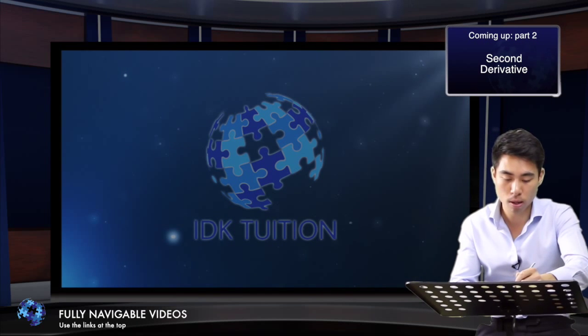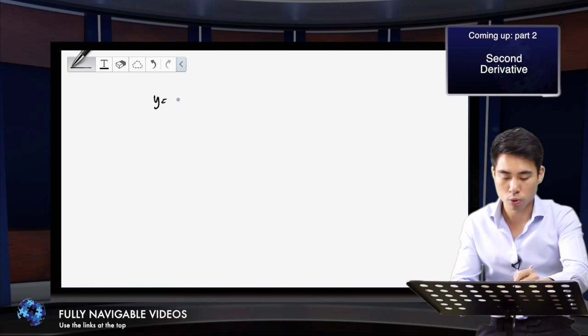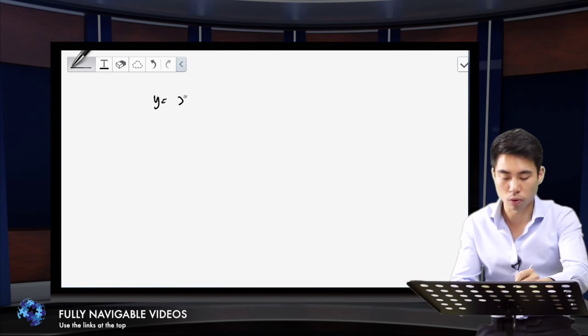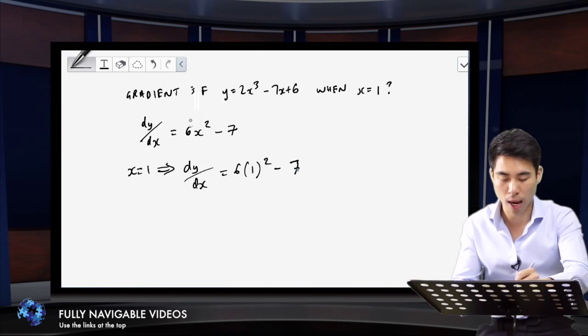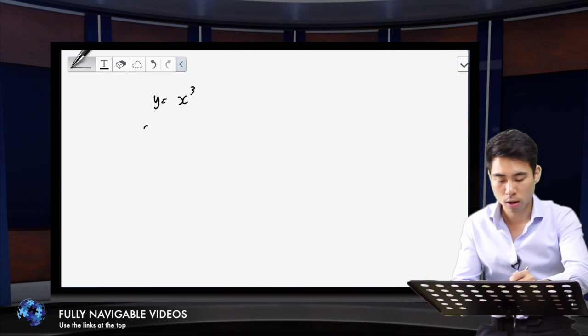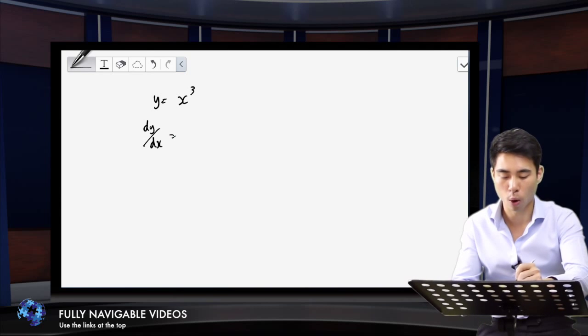So up until now we've been looking at functions where you have y on the left hand side and then a function in x on the right hand side. So y equals x cubed, say. And your first derivative has been dy by dx. In other words, we've been looking at how y changes with respect to x. In this case, it's going to be 3x squared.